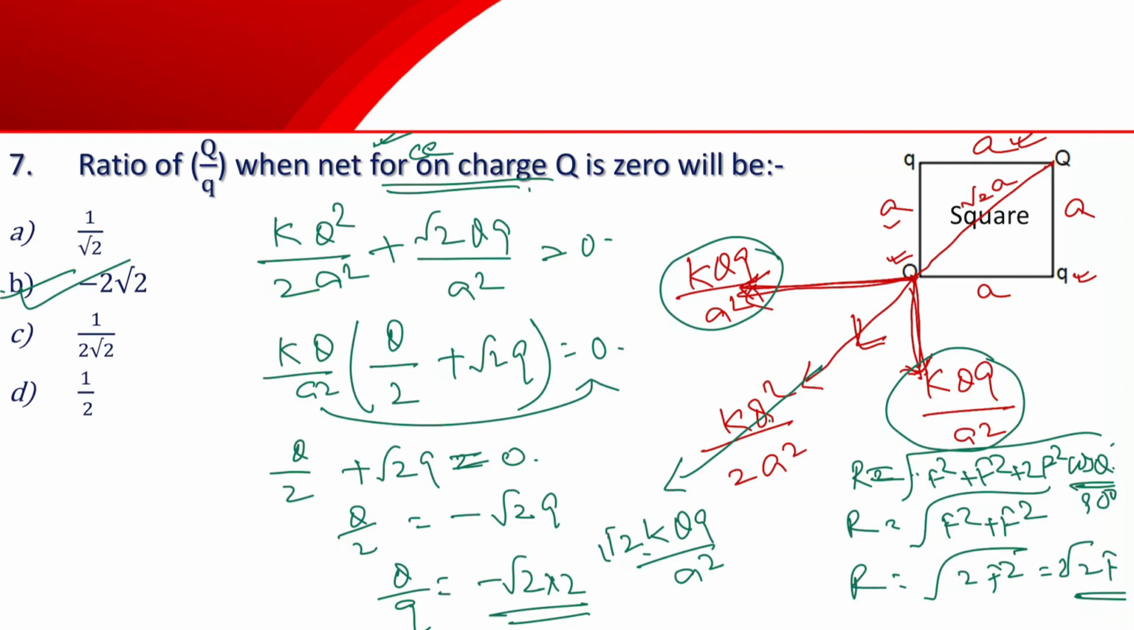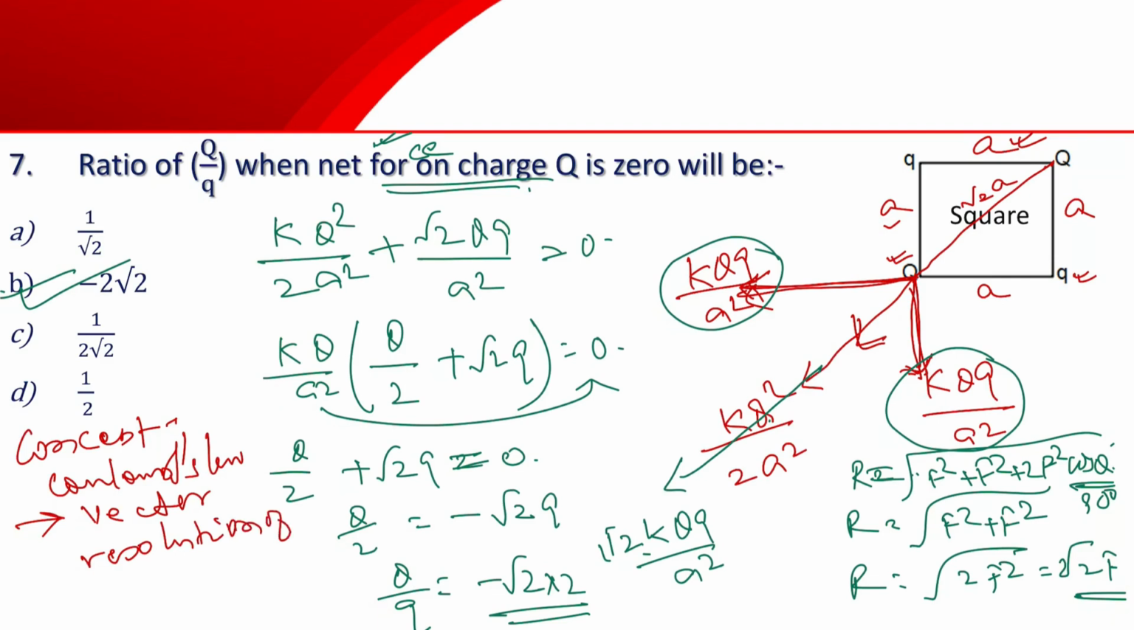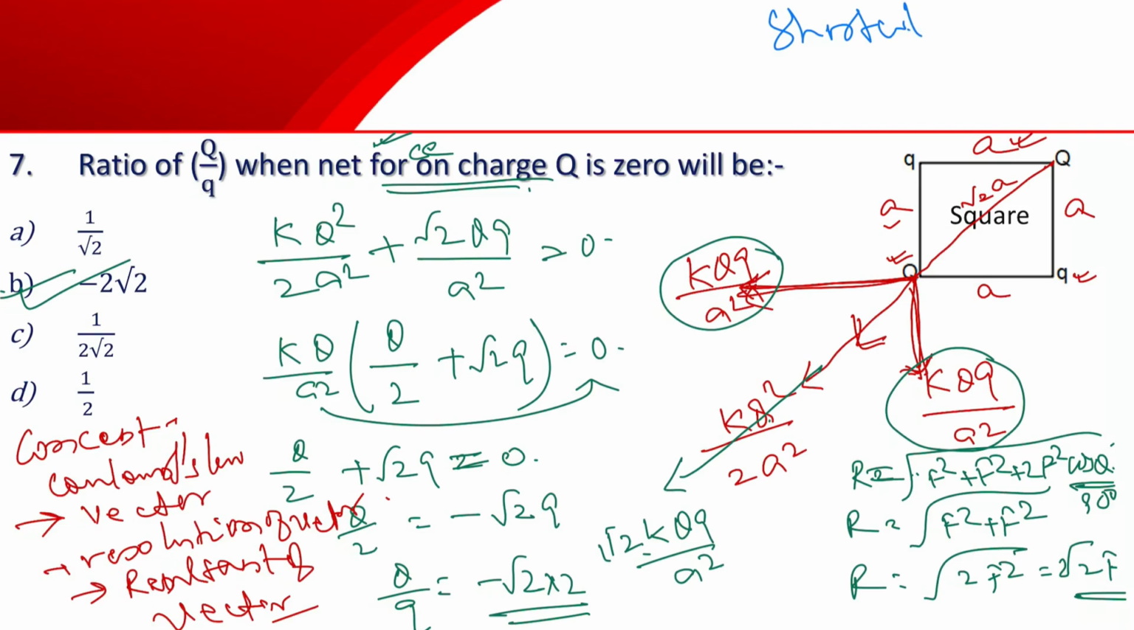Okay, in this case the concepts involved in this question are the concept of Coulomb's law, and concept of vector also, that is resolution of vector, and finding resultant also, resultant of vector. These three concepts are involved in this question. We can do this question by shortcut also.